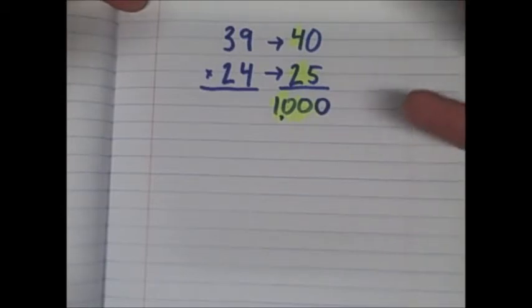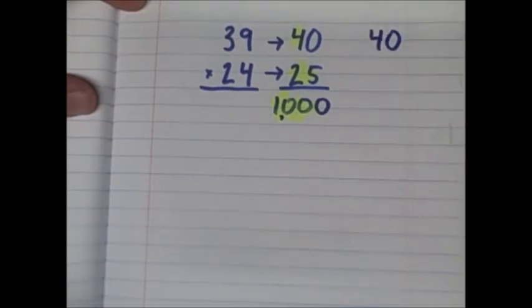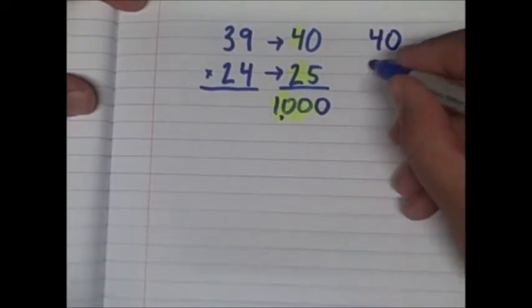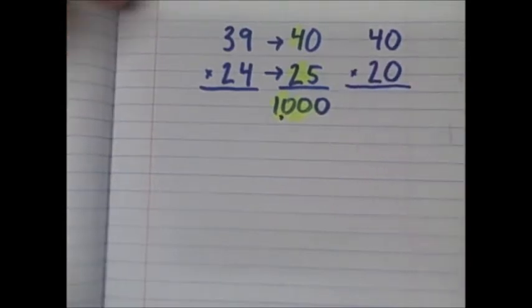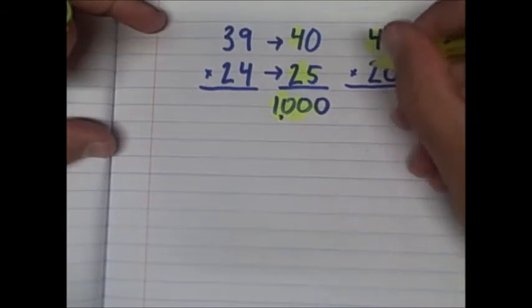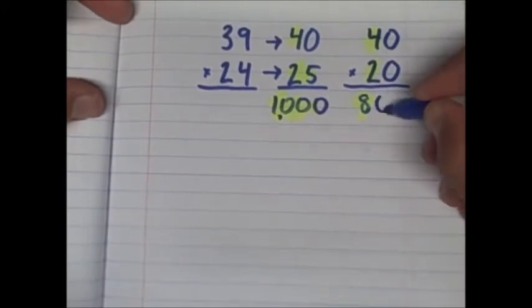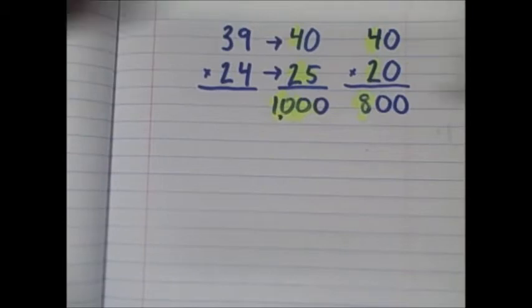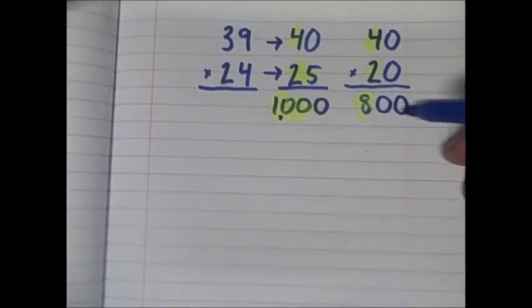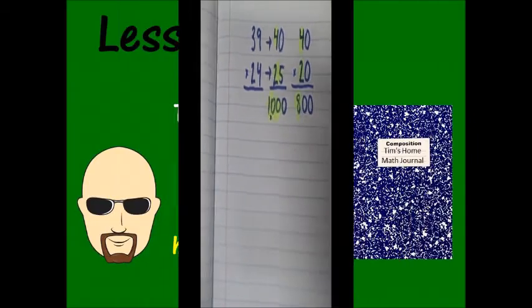If I decided to follow the strict rules of rounding, well then clearly I would round 39 to 40, 24 to 20, my basic fact is 4 times 2 equals 8. 2 zeros, 2 zeros. So using rounding, I could get an estimated product of 800. Using compatible numbers, it would be 1,000.